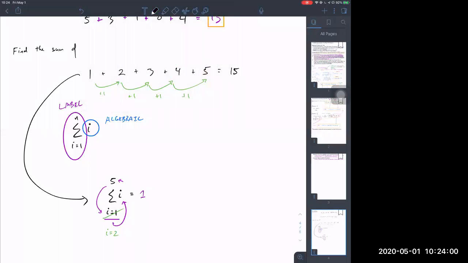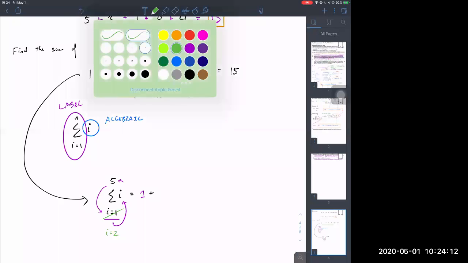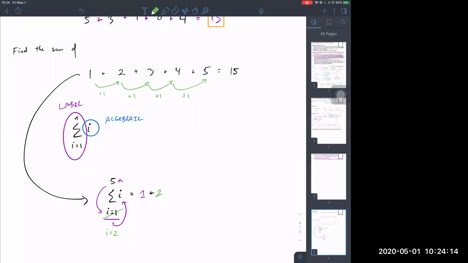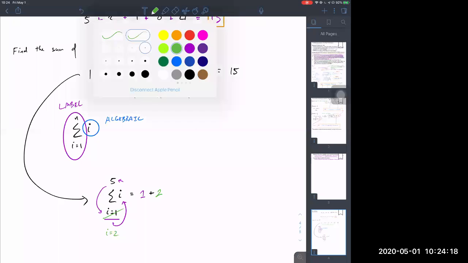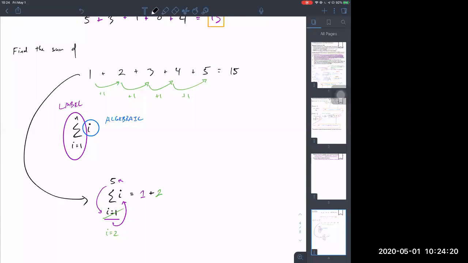And then since it's a summation, right, you put a plus sign in between them. So now you double check, you do the same thing again. You go, oh, okay, I is equal to 2 now. We go to our algebraic expression. What do we have? We have a 2 now. That's all there is. You check if it's 5 yet. The answer is no, you're not on 5, you're just on number 2. And you finish it with an addition sign.